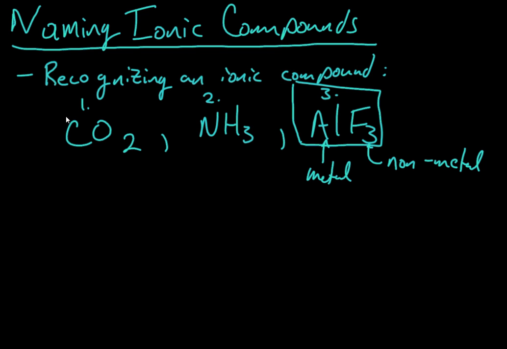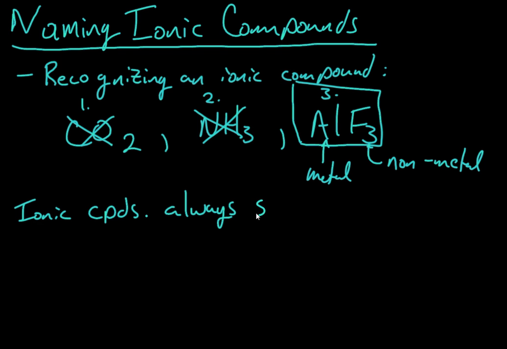This has carbon and oxygen. Both of those are nonmetals. This is nitrogen and hydrogen. Both of those are nonmetals. Okay? So this is the only ionic compound. So to recognize it, you'll see ionic compounds always start with a metal. Always start with a metal.